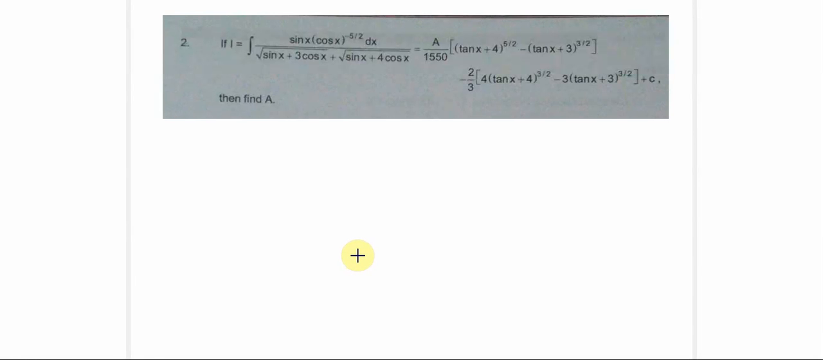This is a question from indefinite integration. We are given an integral on the left side, and on the right we are given the integrated terms, and we are asked to find the constant a. Okay, so it looks very complicated, seeing a lot of terms on both the sides.